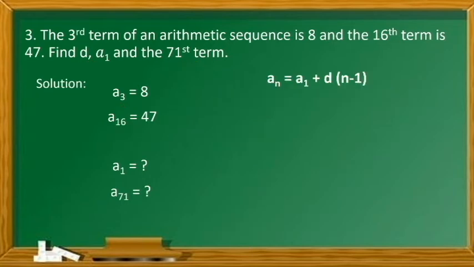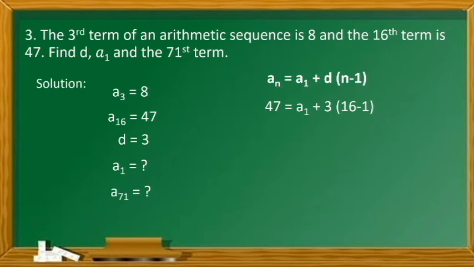So now, since we have already the value of d which is equal to 3, then next to find is the first term. So let us use now the formula for the nth term of an arithmetic sequence. We have a sub n equals a sub 1 plus d times the quantity of n minus 1. So let us now substitute. For our a sub n, we have 47 equals a sub 1, which is the missing term, plus 3, the common difference, times the quantity of 16 minus 1.